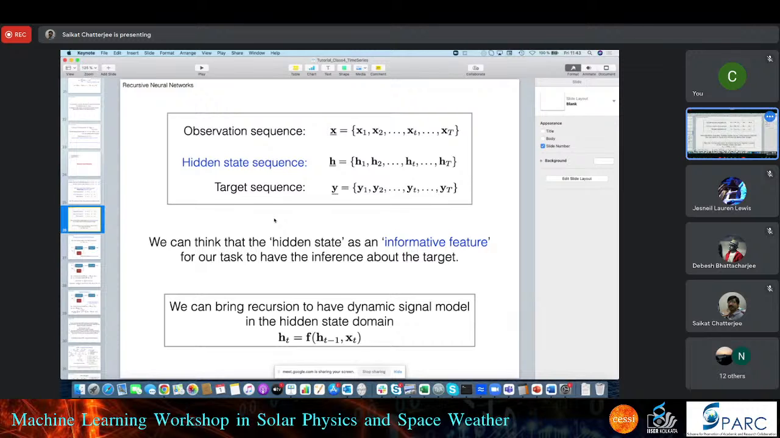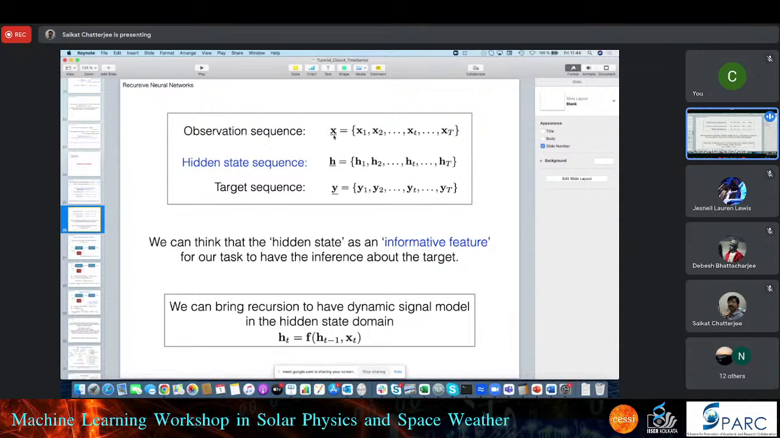So the observation sequence, hidden state sequence, and the target sequence. Now the hidden state I can think of as an informative feature for our task to have the inference about the target, because I want to go to this Y, right? This is my ultimate interest. I could have gone directly from X to Y. That is typically difficult. So what you do, from X you come to H, and then from H you go to Y, typically.